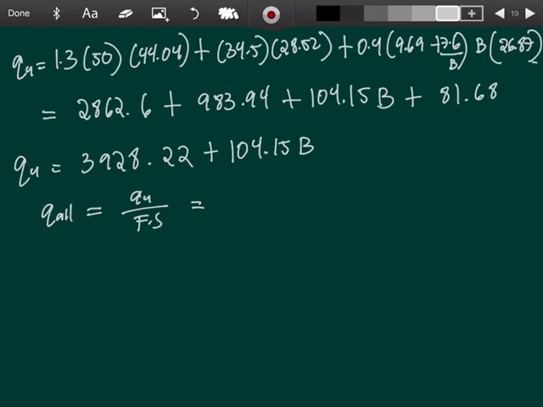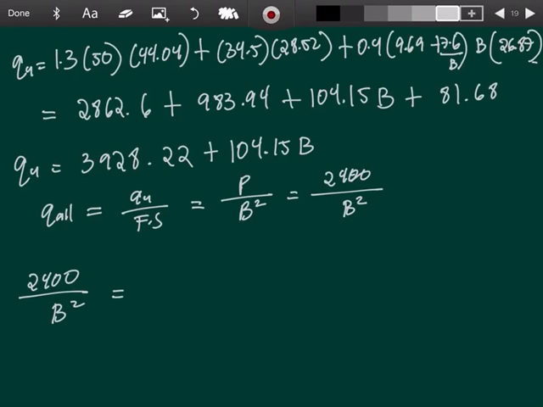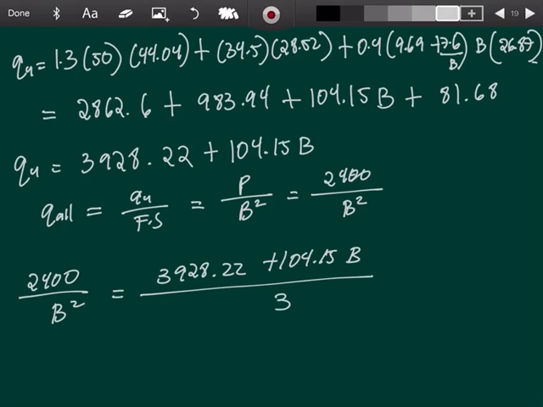Ang QU is 3928.22 plus 104.15 B, at ang Q allowable natin is equal to P over area, that is B squared. At ang P natin ay 2,400 over B squared. So, ang gagawin natin, i-equate natin 2,400 over B squared is equal to 3928.22 plus 104.15 B all over 3.